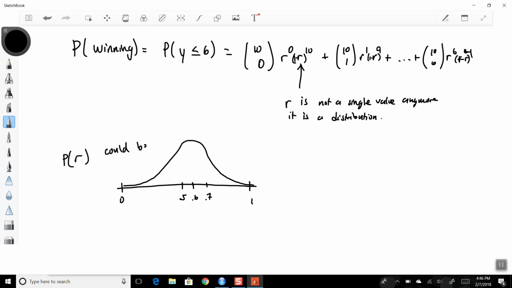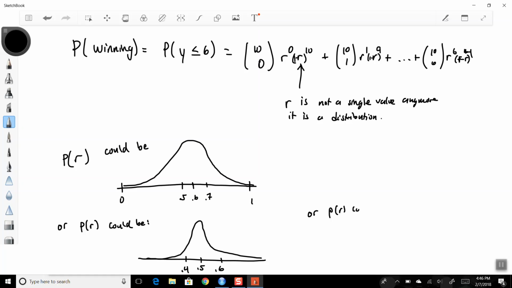Or the probability distribution of R could be like, I'm very confident that it's 0.5, and it's very unlikely to be anything higher or lower. Or the probability of R could be like that. There's all sorts of things. How do we do this? Okay.